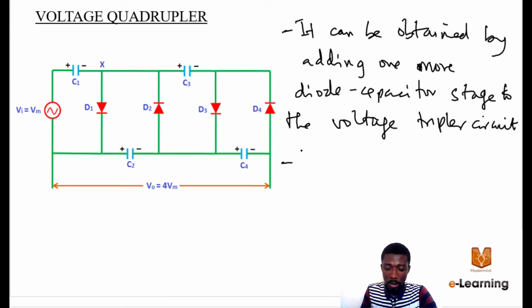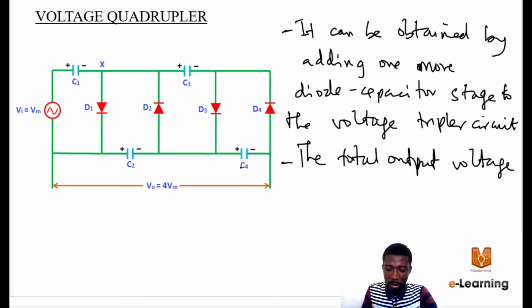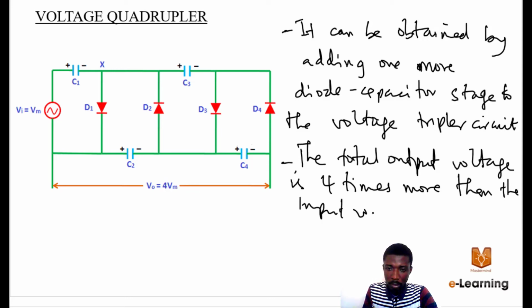Now the total output voltage of a voltage quadrupler is 4 times more than the applied input voltage. So an input of Vm is put in here, and you get an output of V0 equal to 4 Vm.